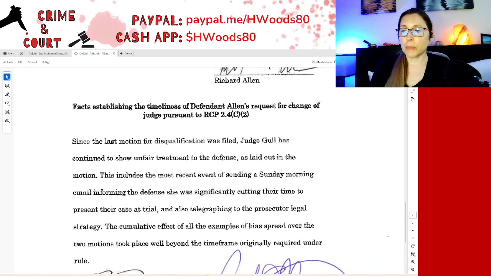All right, so since the last motion for disqualification was filed, Judge Gull has continued to show unfair treatment to the defense as laid out in the motion that we're about to read. So this includes the most recent event of sending a Sunday morning email informing the defense that she was significantly cutting their time to present their case at trial, and also telegraphing to the prosecutor legal strategy. Wait, what? She's giving the prosecutor legal strategy? Or allowing them to see their legal strategy?